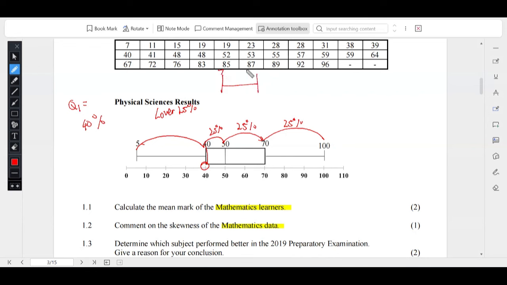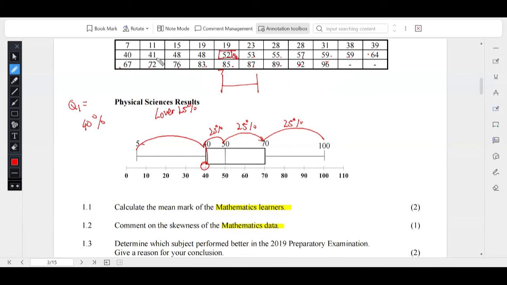Remember, for Q1, we first need to determine Q2, the median of the data. Since there are 31 values, we know that we have to set 15 and 15 apart. So 1, 2, 3, 4, 5, 6, 7, 8, 9, 10, 11, 12, 13, 14, 15. So 52 here will have to be our Q2.